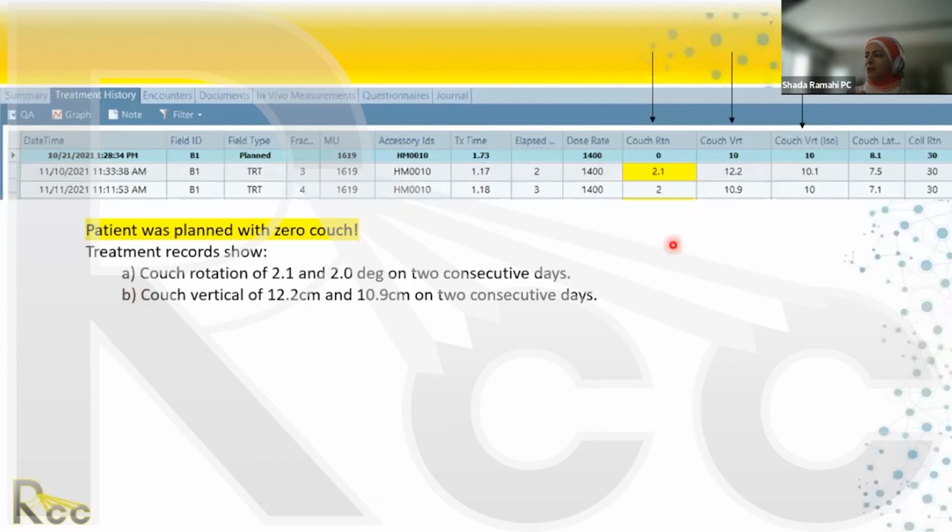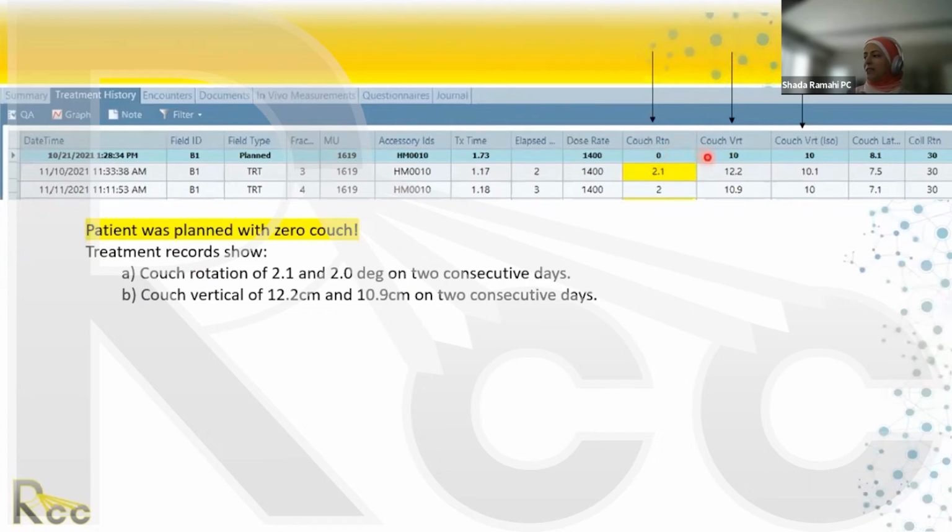And then you come here and you see we have a couch rotation of 2.1 on November 10, then today. And then the next day you have 2 degree couch rotation, right? Interestingly enough, the patient was planned with couch 0. So we have a plan that has couch 0, and you can see the planning parameters in dark blue. So 0 here is a planning parameter.